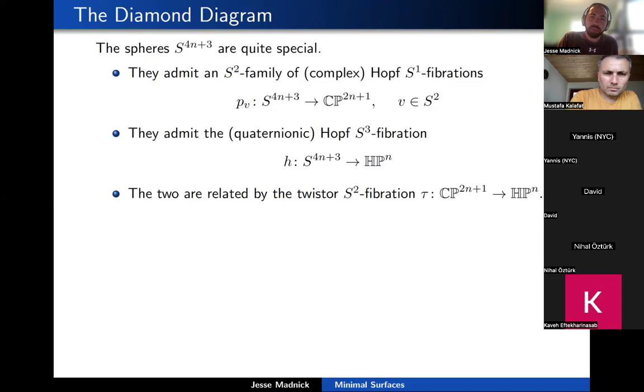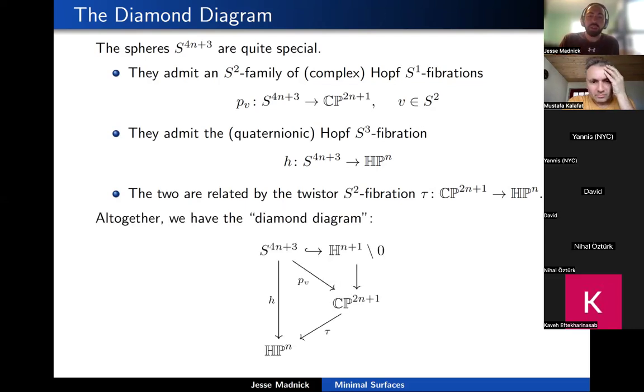But not only are there the complex Hopf fibrations, there's the quaternionic Hopf fibration, which is an S3 fibration. I'm going to call it H. And these two are related. You can factor them by means of this twistor S2 fibration called tau, for twistor. So you can summarize the story in what Boyer and Galicki call the diamond diagram, because they draw this picture slightly rotated, in the shape of a diamond, but I like it this way. So here's S4n+3, the unit sphere in R4n+4.